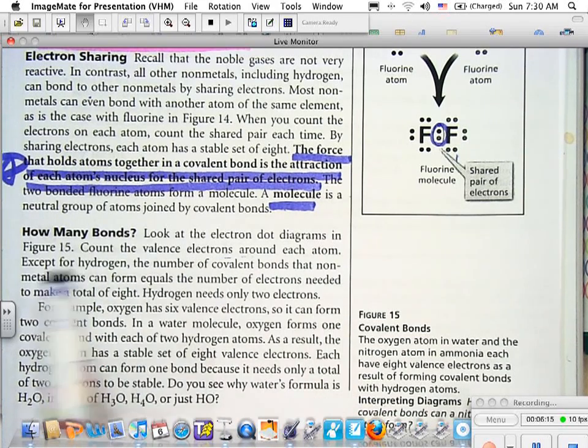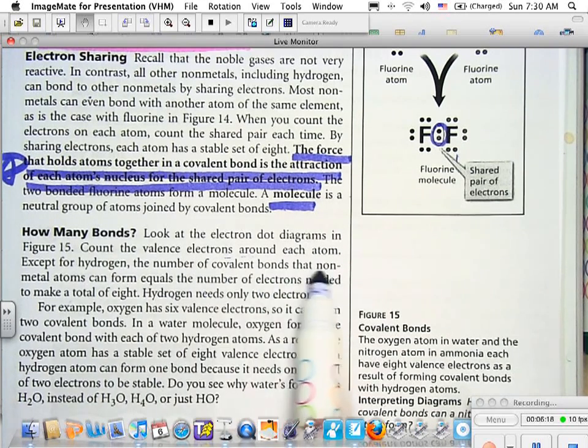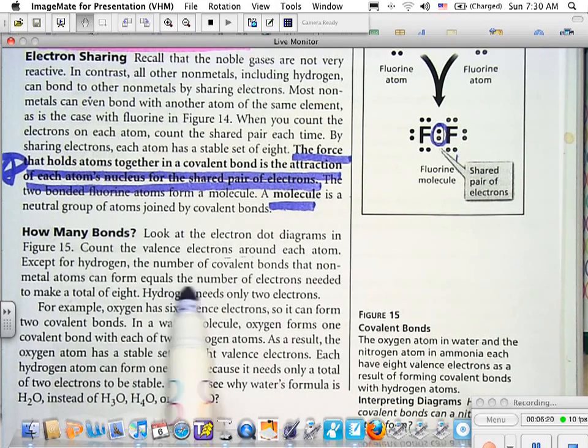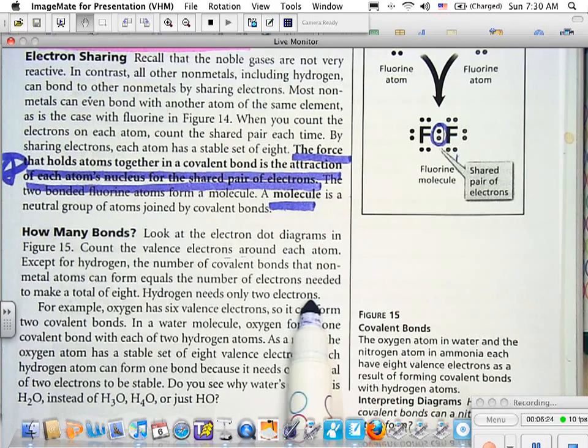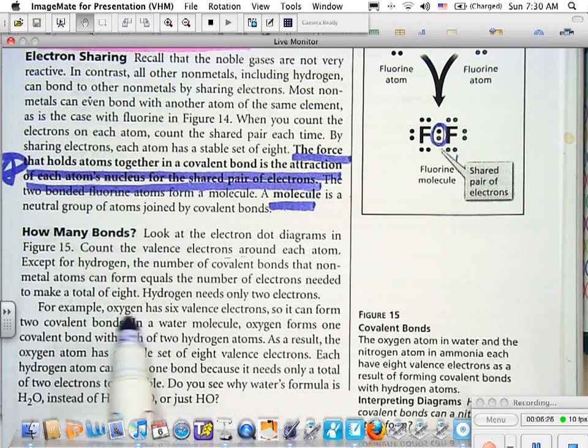Count the valence electrons on each atom. Except for hydrogen, the number of covalent bonds that nonmetal atoms can form equals the number of electrons needed to make a total of 8. Hydrogen needs only 2 electrons. For example, oxygen has 6 valence electrons, so it can form 2 covalent bonds. In a water molecule, oxygen forms 1 covalent bond with each of the 2 hydrogen atoms. As a result, the oxygen atom has a stable set of 8 valence electrons. Each hydrogen atom can form 1 bond because it needs only a total of 2 electrons to be stable.